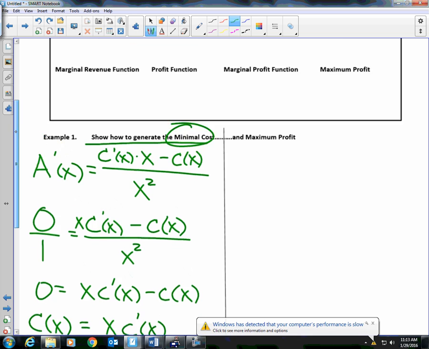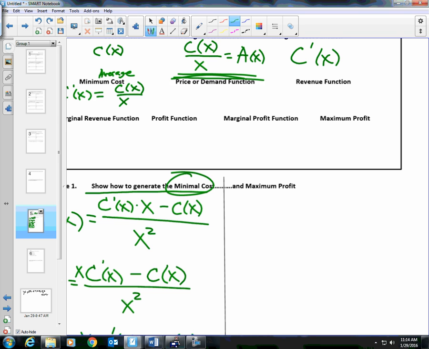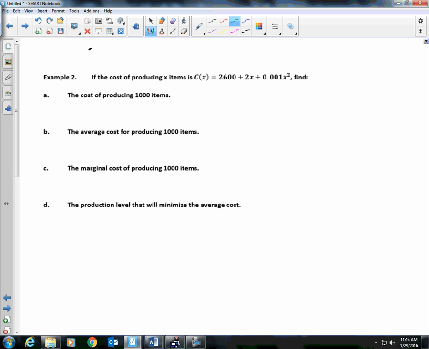So if we want to minimize average cost, we take C prime of x, and we set it equal to C of x over x. And if you wonder why that's what we do, then you have to look back at our proof. We just used a derivative, the quotient rule, and we made it look like something that we know. Okay, so we'll flip it over. We can quick at least set this up, and then we'll get to lunch.